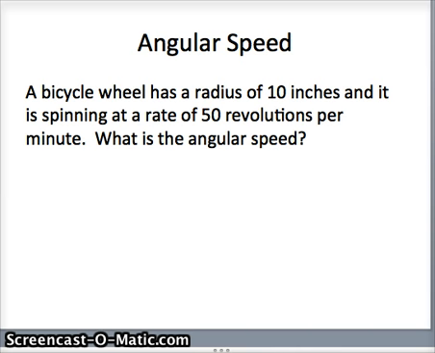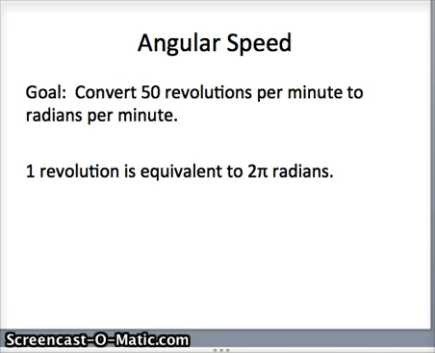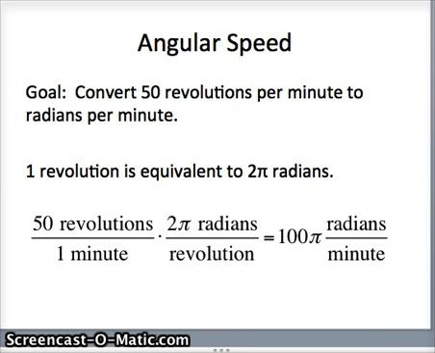Now, angular speed is radians per unit time, so we're having minutes here. We're going to look for radians per minute. So currently we have 50 revolutions per minute. How do we convert revolutions per minute to radians per minute? One revolution, of course, is 2 pi radians. So knowing that, how can we go ahead and do that algebra?